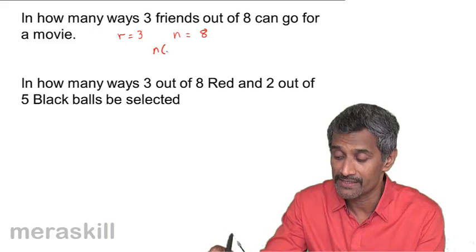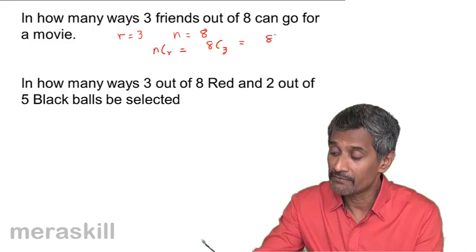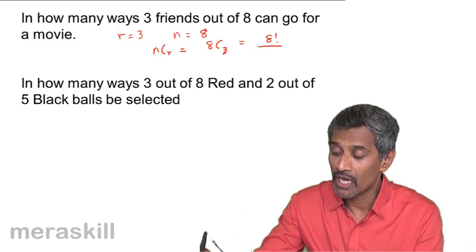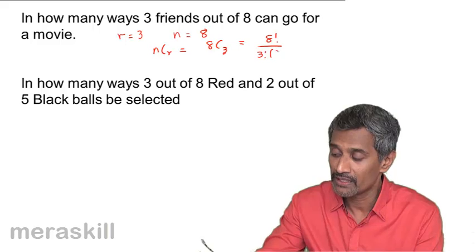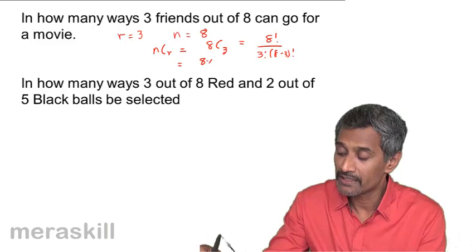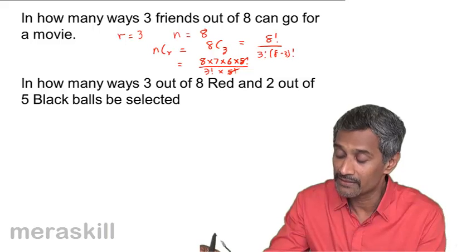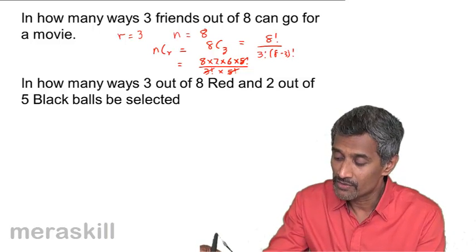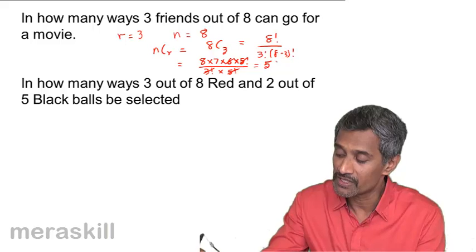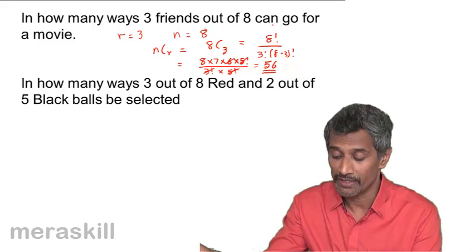So it's going to be nCr, which means 8C3, which would be 8 factorial upon r factorial, that is 3 factorial into (8 minus 3) factorial, which will turn out to be 8 into 7 into 6 into 5 factorial upon 3 factorial into 5 factorial. This gets cancelled. Even 3 factorial is 3 into 2, so this gets cancelled. Ultimately, it's 56. So there are 56 ways 3 friends out of 8 can go for a movie.